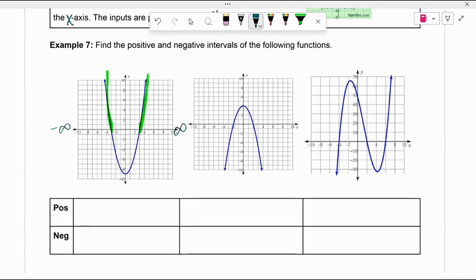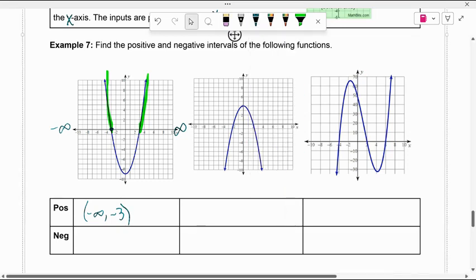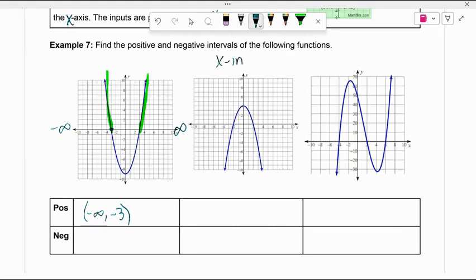Well, this graph keeps going left. And far left, that means we're actually starting at negative infinity because it's all the way to the left. Then we're coming over and it stops when it gets to the x-axis at -3. So for our positive negative intervals, we are only going to use the x-intercept numbers.